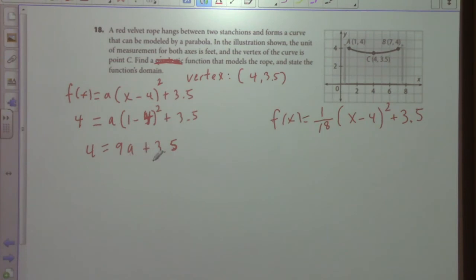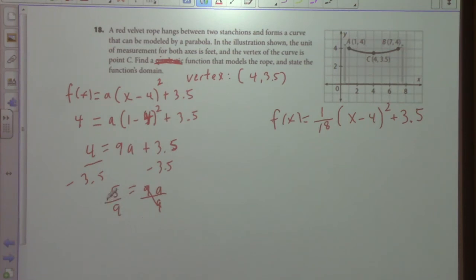Okay, and then we subtract out 3.5, we get 0.5. Well, let me write this out, excuse me, I'm kind of working ahead of myself. What we have is 0.5 is equal to 9a. And if we divide by 9, 0.5 divided by 9, it's 1/18, right?